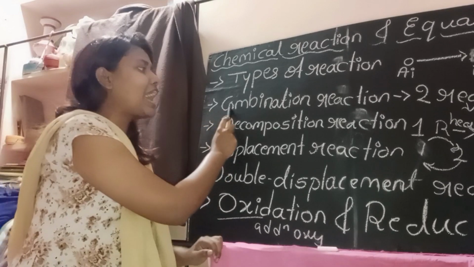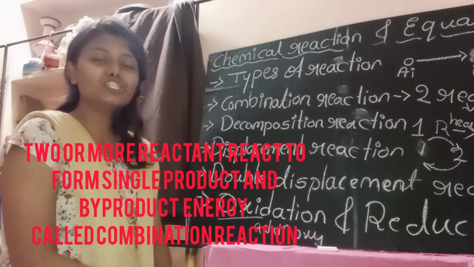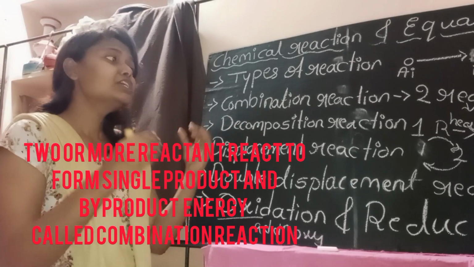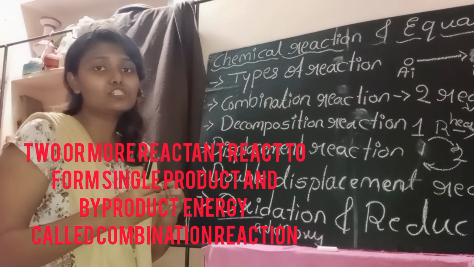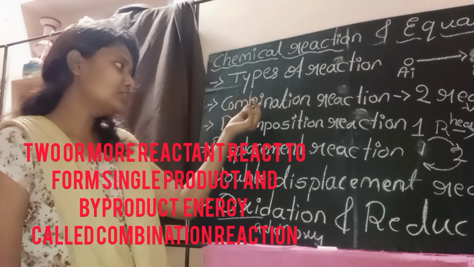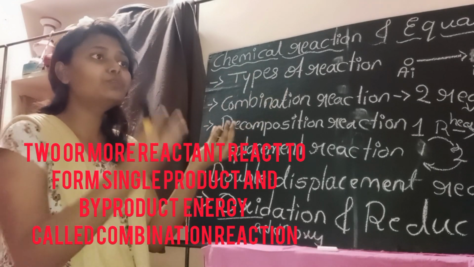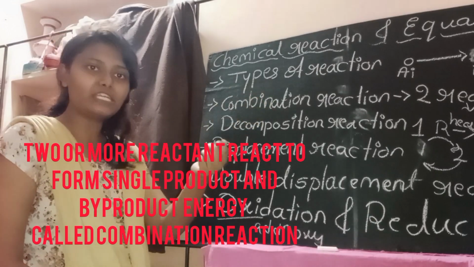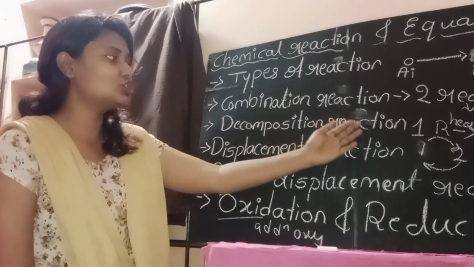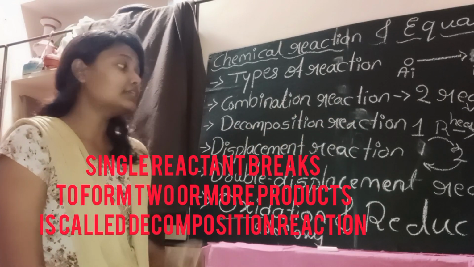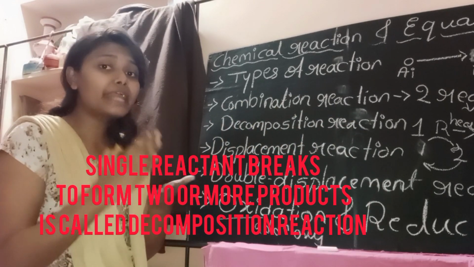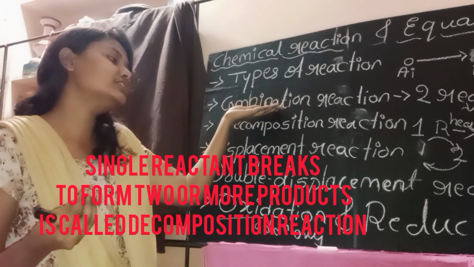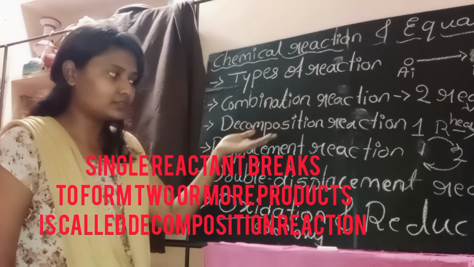First, we have the combination reaction. A combination reaction is a combination of two or more reactants to form a single product. When two or more reactants react to form a single product, we call such a reaction a combination reaction. Then we have the decomposition reaction. A decomposition reaction is where a single reactant breaks to form two or more products. It is exactly the reverse of the combination reaction.